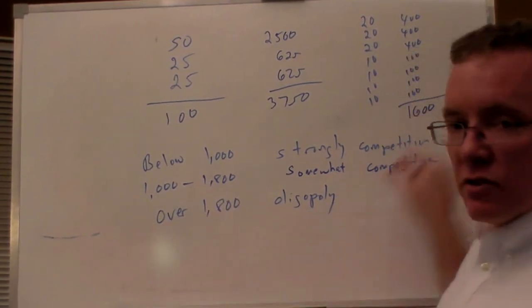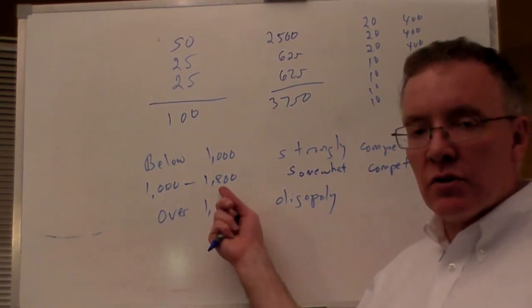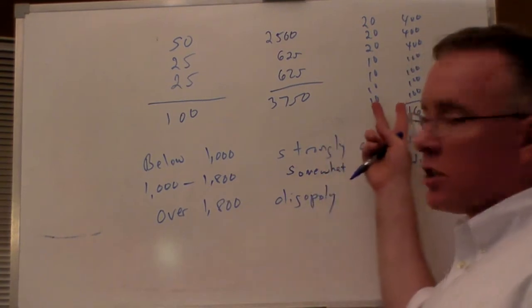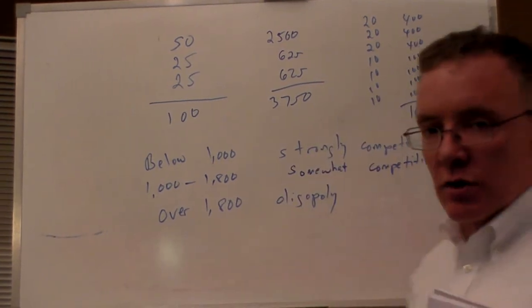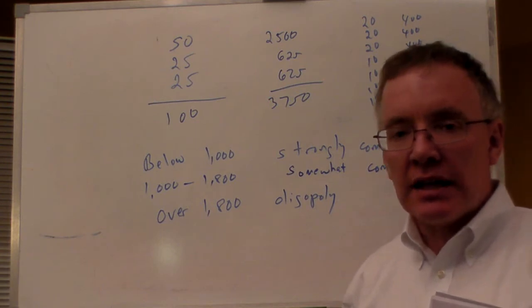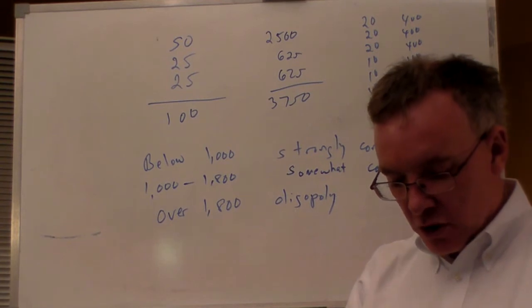If any 2 of these firms would decide to merge, however, it might push the industry into the 1,800 range. And so the Justice Department would probably frown on any mergers within this industry because it's so close to the line that it might become an oligopoly if any 2 of these firms were to merge.